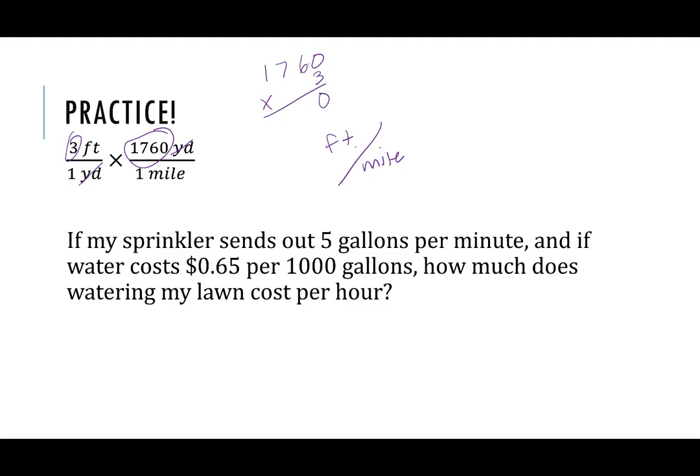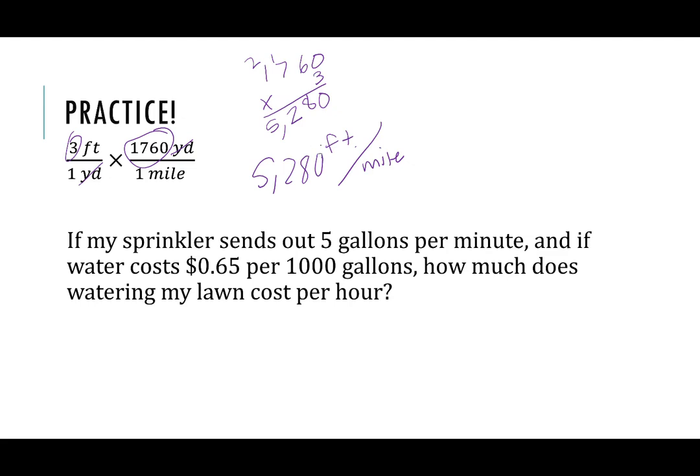0 times 3 is 0. 6 times 3 is 18. Let's bring that one up to regroup it. 7 times 3 is 21. Plus that one more is 22. Bring the 2 up. 1 times 3 is 3. Plus 2 is 5. So our answer is 5,280 feet in 1 mile.